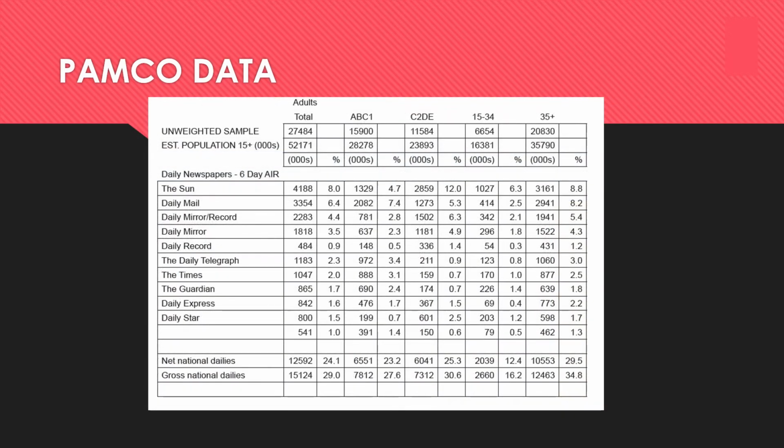So this PAMCO data is from one of the past paper exams, and it's looking at newspapers. And what we can see here is that it gives you data about the social class and the age range. Now you could look at this data.